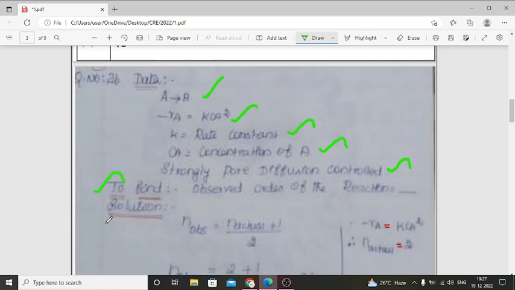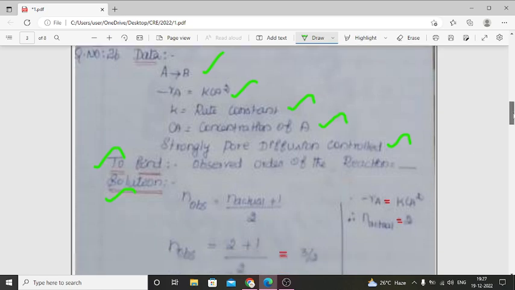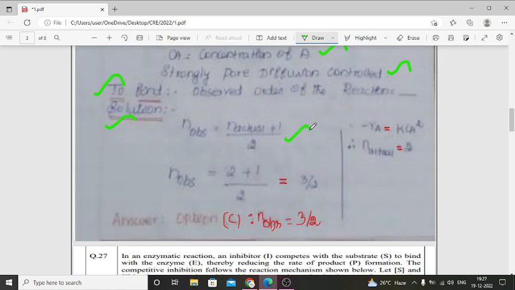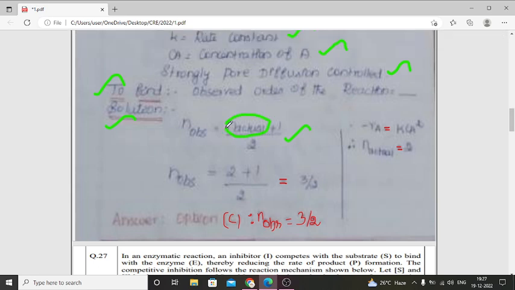Solution part: n observed is equal to n actual plus 1 by 2. We want the n actual value. From the rate of reaction, we take n actual equal to 2, because minus rA equals k Ca squared. The actual order of the reaction is 2. Substituting, n observed is 2 plus 1 by 2. Finally, we get 3 by 2. So the answer for this question is option C, that is n observed equals 3 by 2.